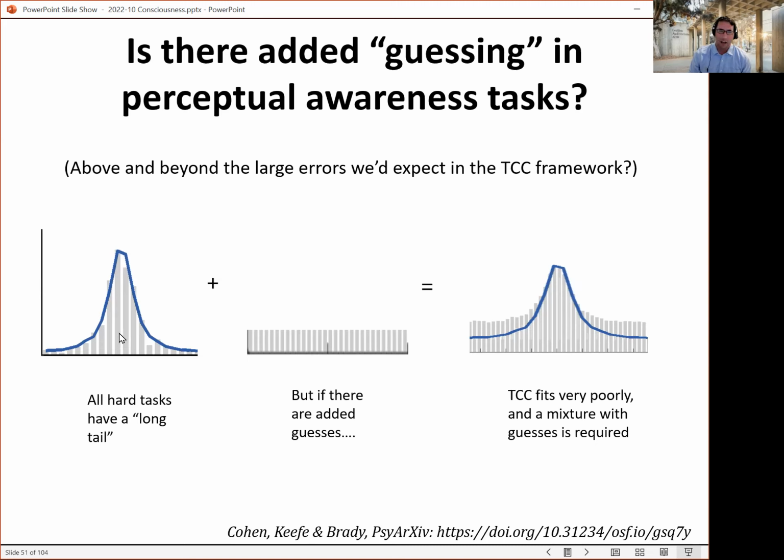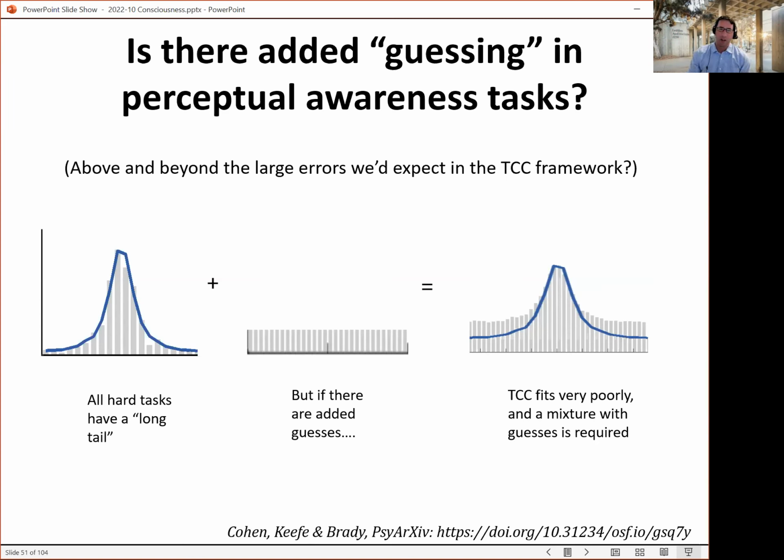And then in perceptual awareness tasks, there's this sense that maybe there's actually going to be added guesses here. There's going to be some trials where they literally don't see it, and those are going to be uniform guesses. And if we take the actual model predictions and add extra guesses, and try to fit the TCC model to that data, it fits very poorly. In particular, it under predicts the tail, right? Because there's just more guesses. There's more out on the tail than the model says is possible.